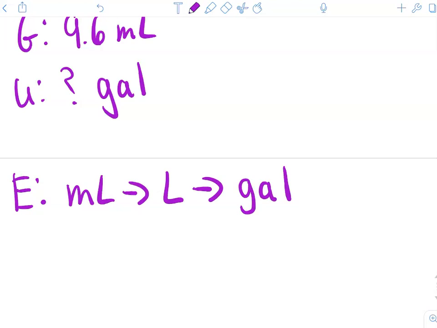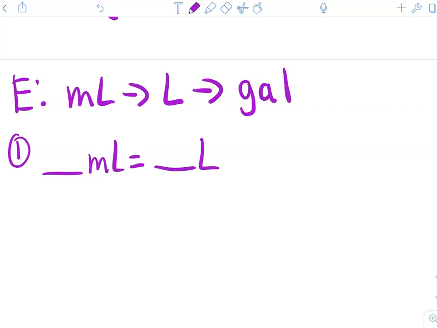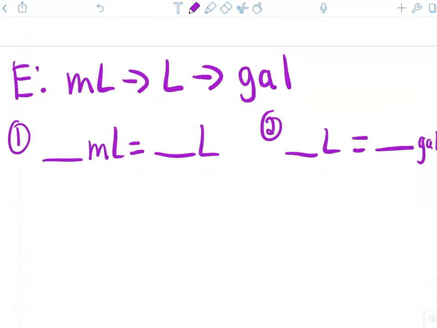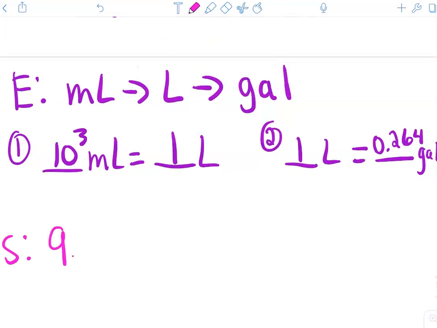So guess what? This is going to be a 2-step problem, because I'm first going to say blank milliliters equals blank liters, then blank liter equals blank gallon. And that is actually given to me. So the fact that 1 liter equals 0.264 gallon. And then over here on the other side, the liter is bigger, and then milliliter is going to get the factor. And then we just substitute in and solve.